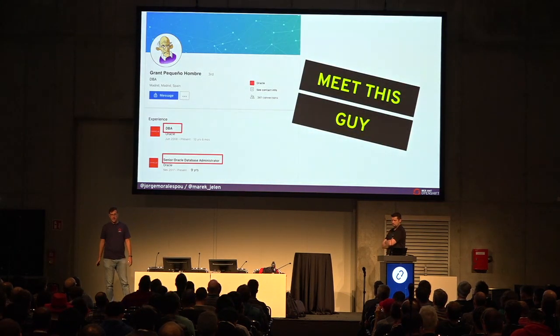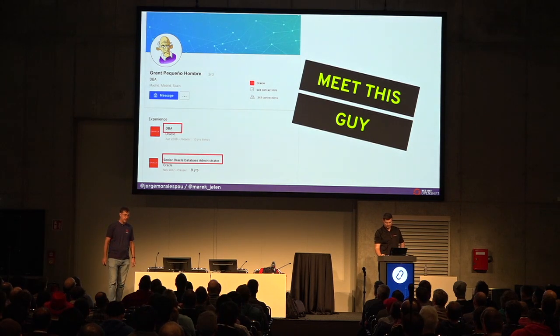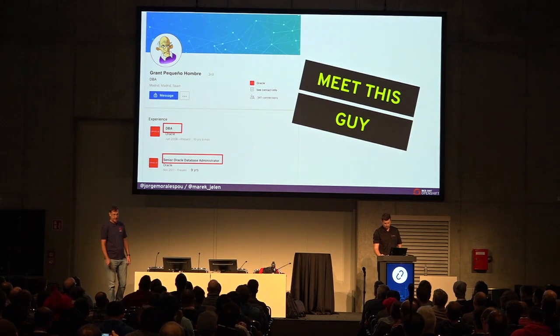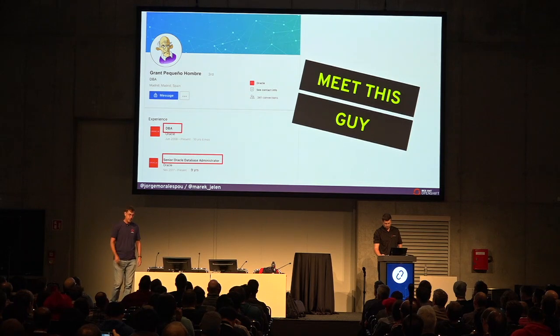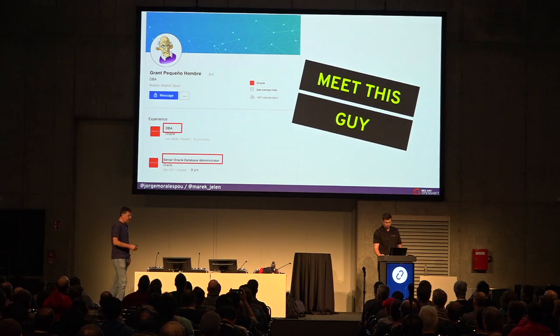So meet this guy, Grant. He's a DBA. Of course, he doesn't exist. He's been working for a big database vendor for over 18 years. Do you know how much knowledge this guy has? He's got a lot. In these 18 years, he's probably been working with different versions of the database.